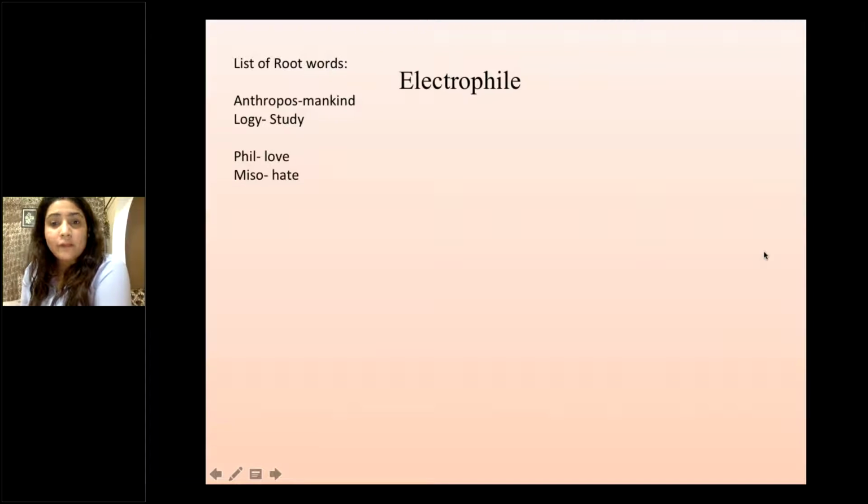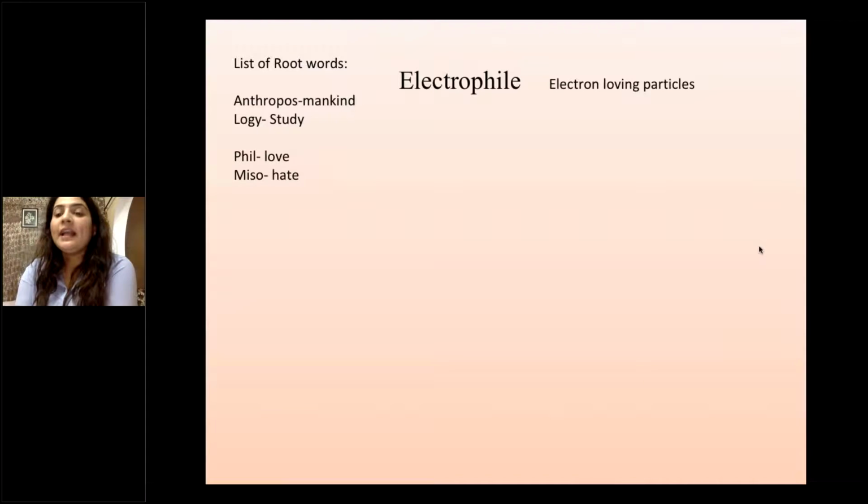What's phile? Phile is love. And electro makes electron. So electron loving particles. Exactly. Mitali, that's wrong. Many of you have written loves electricity. That is wrong. Electrophile is not something that loves electricity. Who would love electricity? But electron.